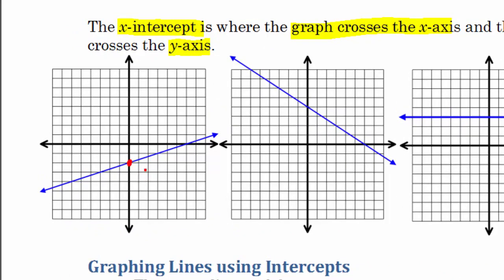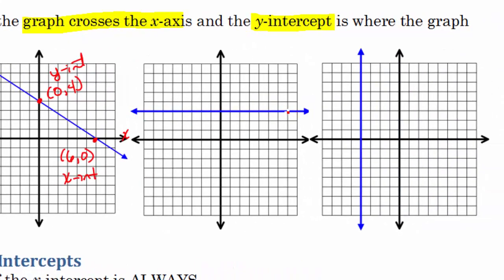This would be the y-intercept, and what is its ordered pair? 0, 2. This would be the x-intercept, and what is its ordered pair? Let's see, 1, 2, 3, 4, 5, 6, 0. So this is the y-intercept, this is the x-intercept. So we have this point and this point. Remember, this is the x-axis, 1, 2, 3, 4, 5, 6. So that would be the x-intercept. Up here would be the y-intercept.